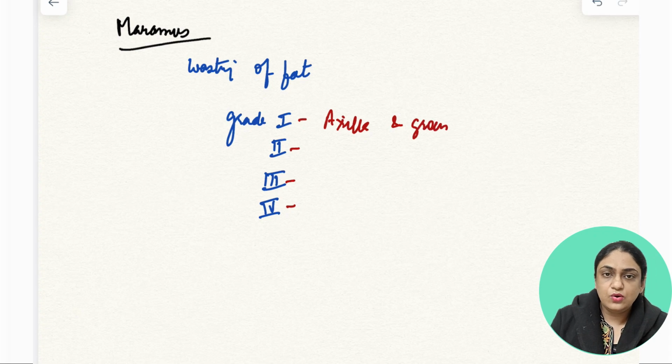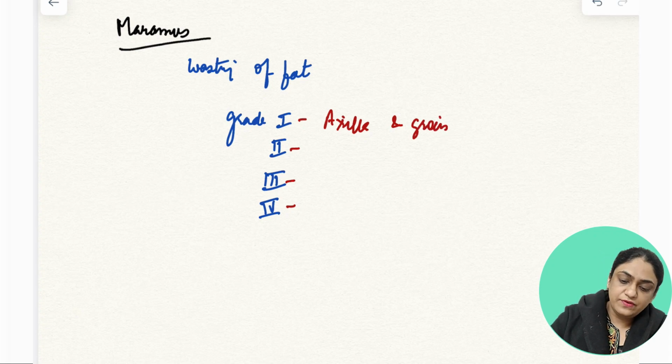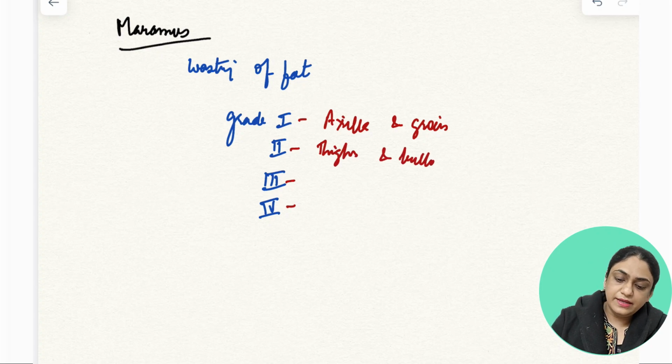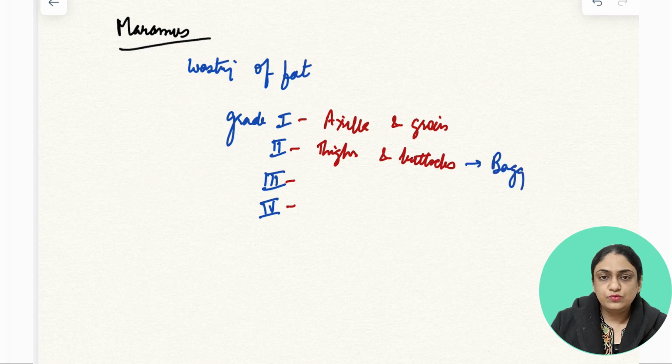In grade 1, the loss of fat occurs from axilla and groin. In grade 2, the muscle is lost from thighs and buttocks. Grade 2, the fat loss occurs from thighs and buttocks.